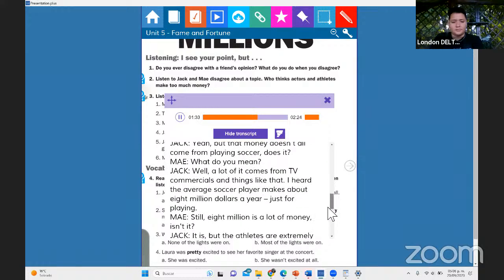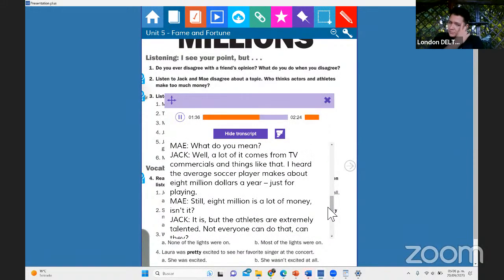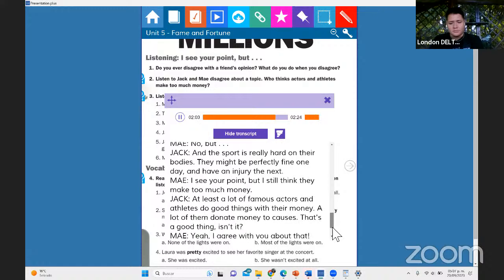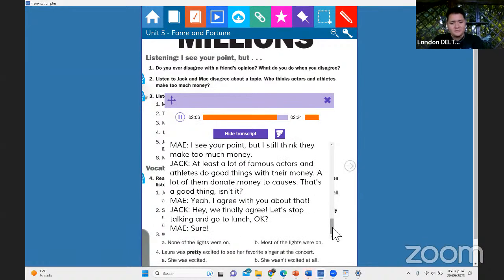Yeah, but that money doesn't all come from playing soccer, does it? What do you mean? Well, a lot of it comes from TV commercials and things like that. I heard the average soccer player makes about $8 million a year just for playing. Still, $8 million is a lot of money, isn't it? It is, but the athletes are extremely talented. Not everyone can do that, can they? No, but the sport is really hard on their bodies. They might be perfectly fine one day and have an injury the next. I see your point. But I still think they make too much money. At least a lot of famous actors and athletes do good things with their money. A lot of them donate money to causes. That's a good thing, isn't it? Yeah, I agree with you about that. Hey, we finally agree. Let's stop talking and go to lunch, okay? Sure.